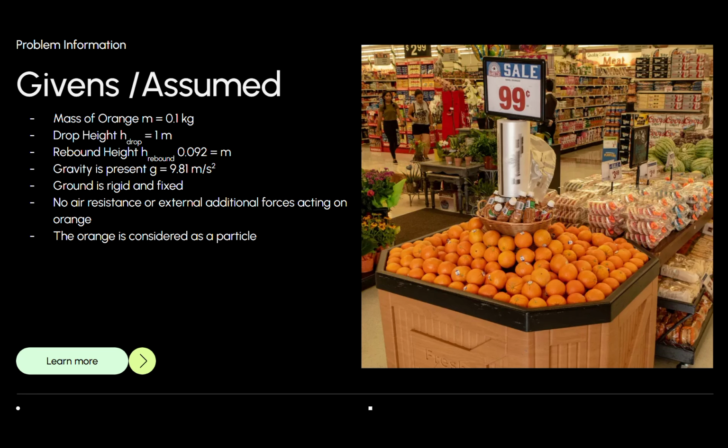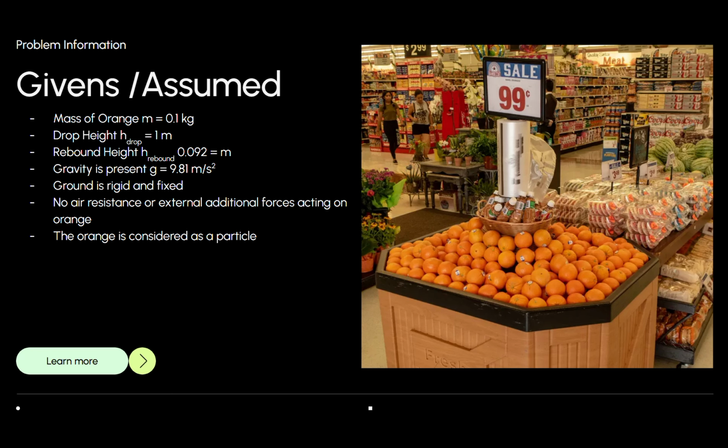We know that the ground is rigid and fixed, and we can assume that besides the gravity acting on it, there is no air resistance or additional external forces acting on the orange. And we can see that the orange itself can be considered as a particle.